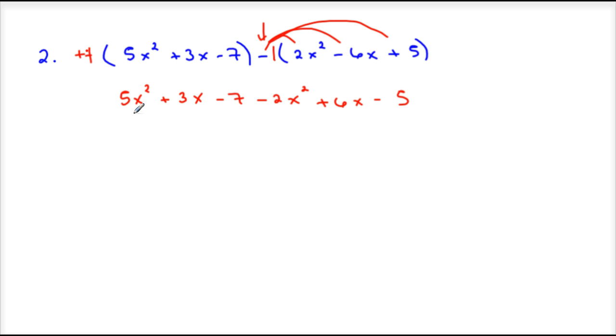So now I'm going to combine my like terms. I have 5x squared minus 2x squared, which gives 3x squared. Like terms both have the x and the square, so they have to have the same variable and the same exponent. Then you can add and subtract the coefficients in the front. Next one is positive 3x and positive 6x, which gives me a positive 9x. And our last one here is negative 7 and negative 5, which gives me a negative 12. So simplified is 3x squared plus 9x minus 12.